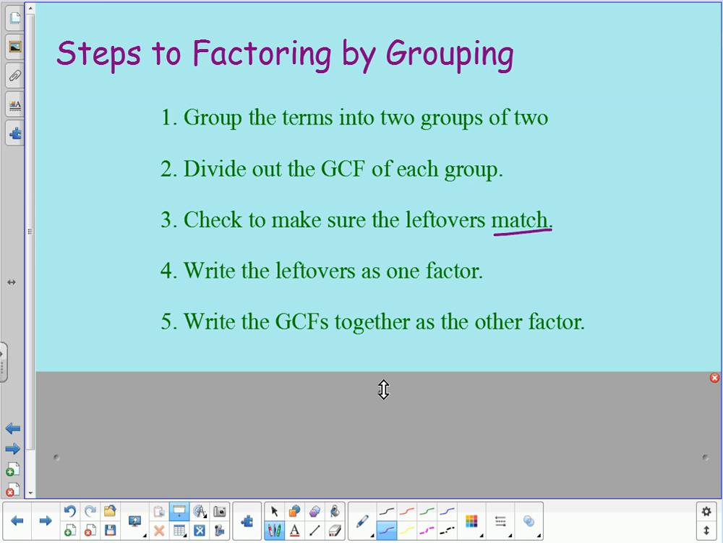Again, we're going to do lots of examples together and see what this looks like. So steps to factoring by grouping. We're only factoring by grouping when we have 4 terms, which is why the first step is 2 groups of 2, because 2 groups of 2 terms makes 4 terms.